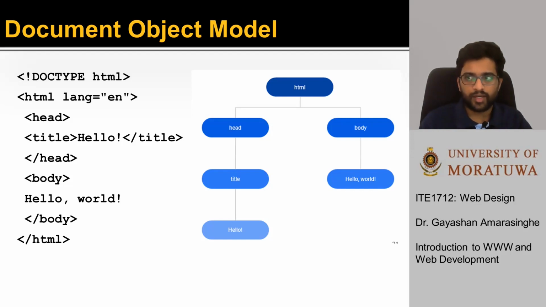This parent HTML element has two children, head and body. And head has another child, title, which has the child "Hello", which is text. Similarly, the body element has "Hello World" text as a child. This DOM structure is useful when you go to change the behavior of the web page using programming languages.